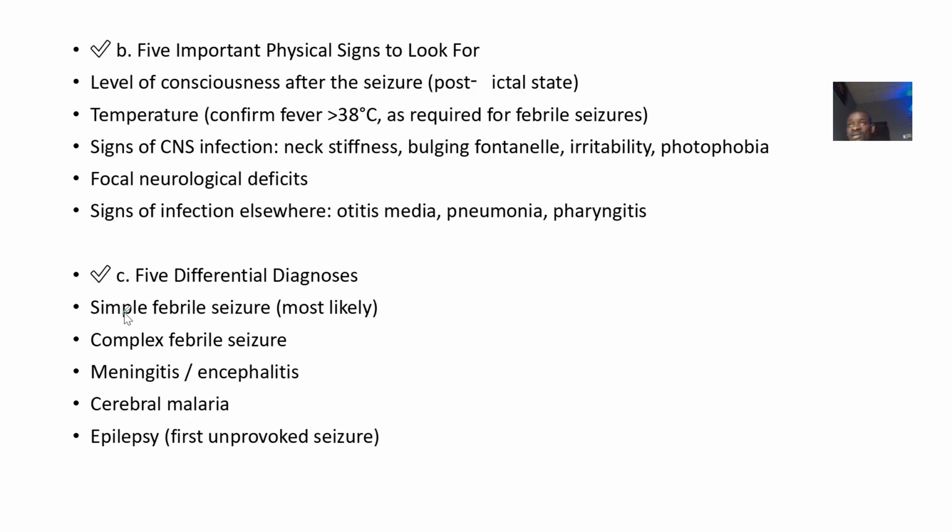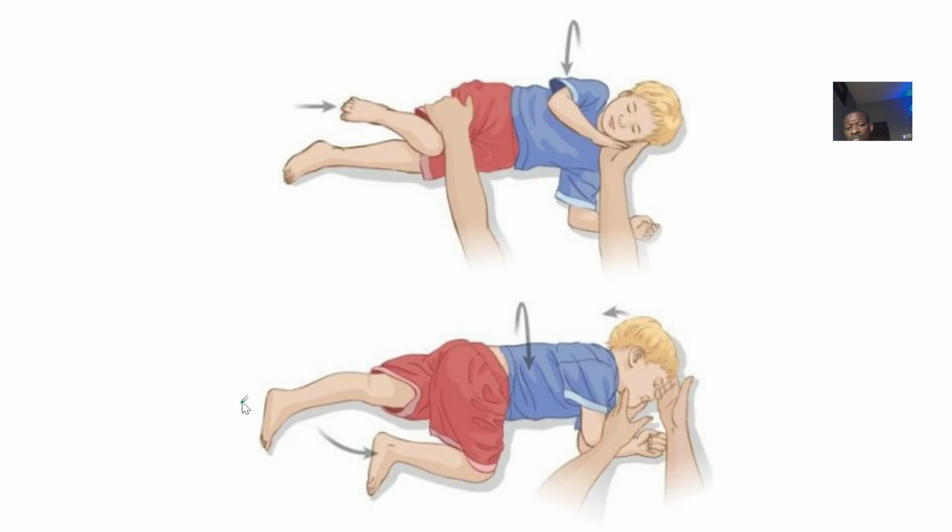So 5 differential diagnoses apart from the simple febrile seizures. So, simple febrile seizures is there and it's your top diagnosis, right? The complex febrile seizures could be meningitis or encephalitis, could be cerebral malaria, could be epilepsy. Now for our school, they always wanted to discuss malaria. That's complicated malaria. It's actually the most common thing you see around this part of Africa. So they always wanted to discuss the most common thing you see.